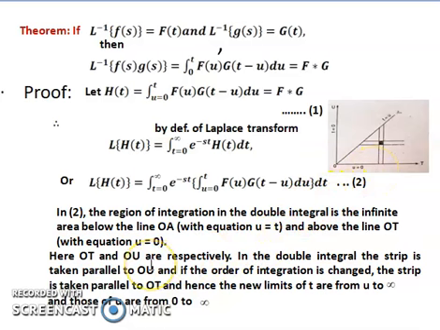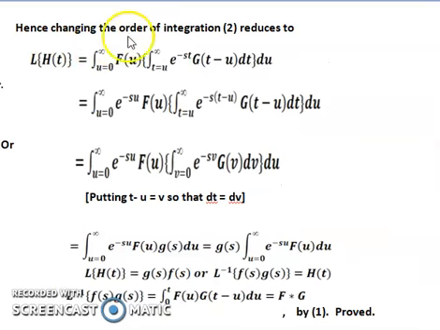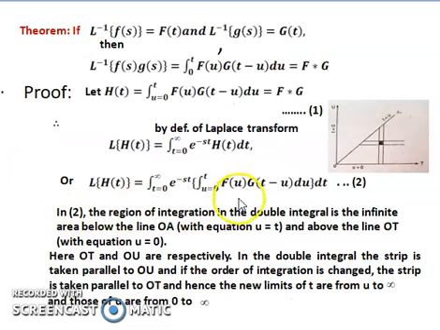जब हम लोग ऑर्डर ऑफ इंटीग्रेशन को चेंज करेंगे तो OT becomes OU and OU becomes OT, and the limit u to infinity becomes 0 to infinity. So this is the logic of the double integration, order of integrations. Now using the logic of order of integration, equation 2 reduces to this form.